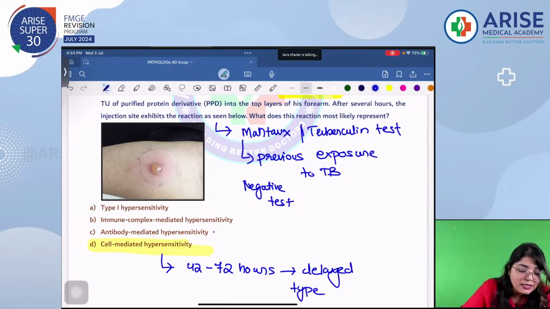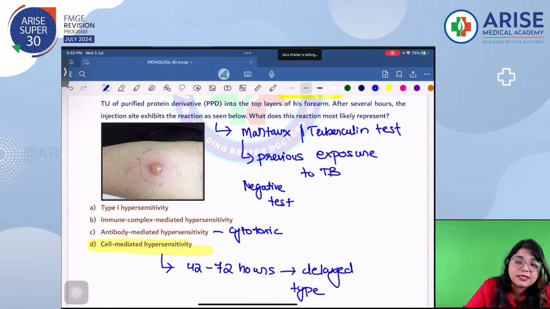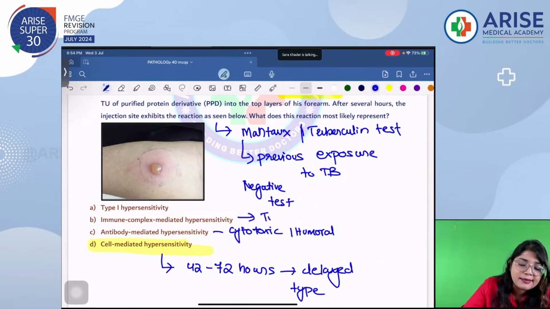Okay, what about antibody-mediated? This is also known as cytotoxic, because one of the mechanisms is antibody-dependent cellular cytotoxicity, ADCC. That's why it is also known as cytotoxic. You can also call it humoral, where antibody goes and destroys the fixed antigen. What about immune complex? This is type 3. And type 1 is IgE mediated.